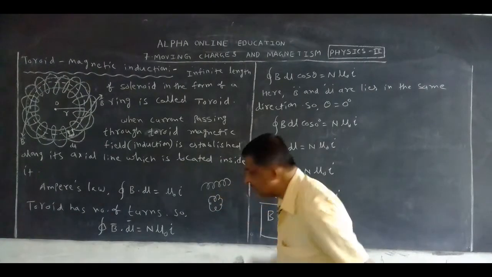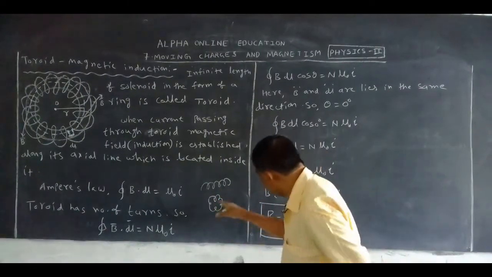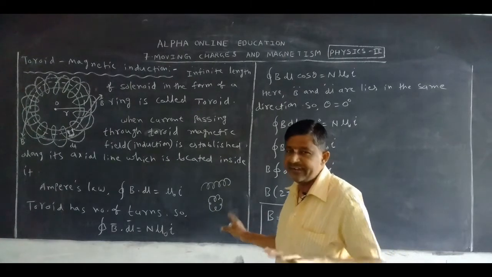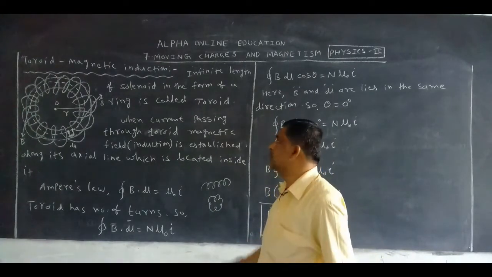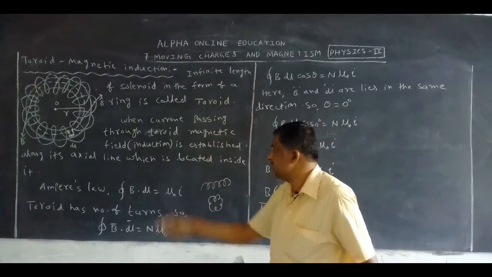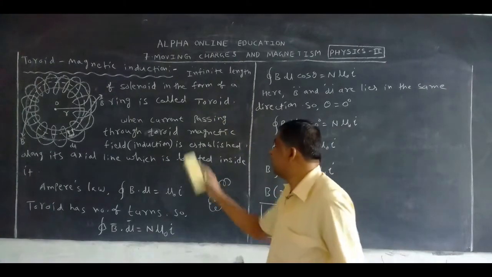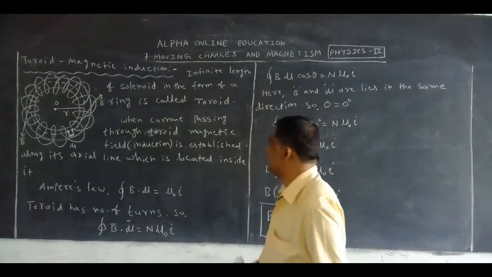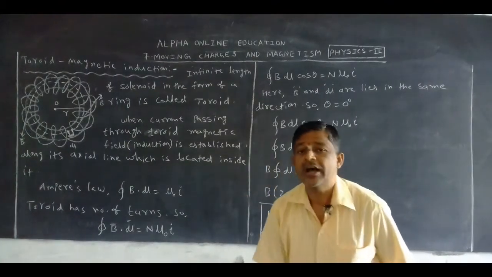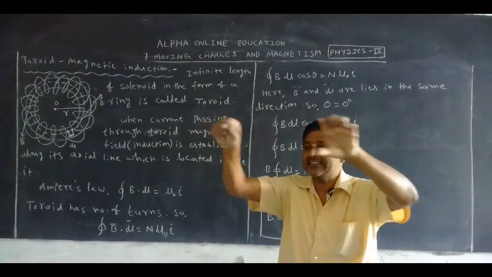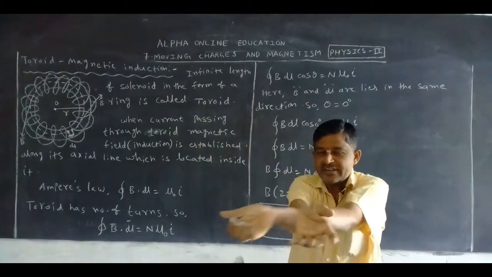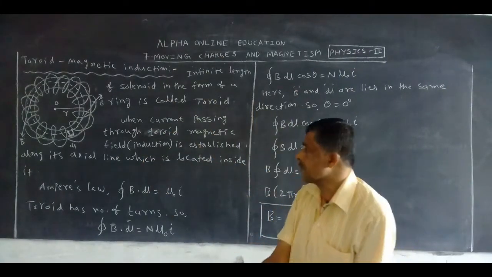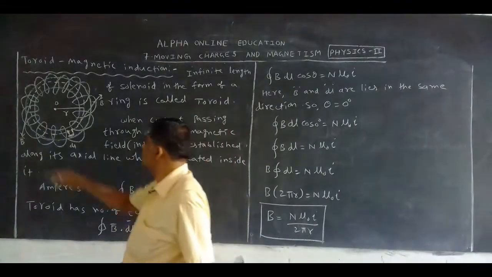Do you know the initial point? No. Do you know the final point? No. We don't know the initial point and final point. That's why it is an infinite length of solenoid in the form of a ring, called a toroid. Solenoid is like this. You can bend it in the form of a ring, and it is called a toroid. Okay, this is the toroid.